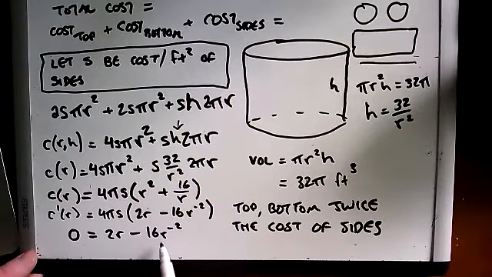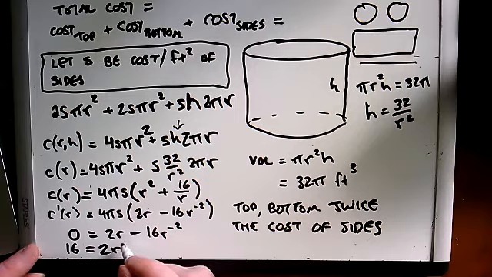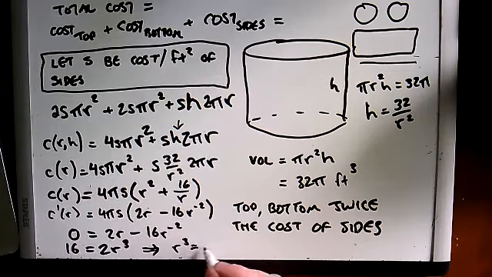And to solve this, what we'll do is add 16 r to the negative second to both sides, and then multiply by r squared. So that gives us 16 equals 2 r cubed. Okay, so 2 steps there, and I'm running out of room. I added 16 r to the negative second to both sides, then I multiplied both sides by r squared. On the left, the r squared cancels with the r to the negative second, and on the right, the r squared multiplies by r to give us 2r cubed. Okay, well, we can solve that. Divide both sides by 2, we get r cubed equals 8. And so r equals 2 is our critical point.